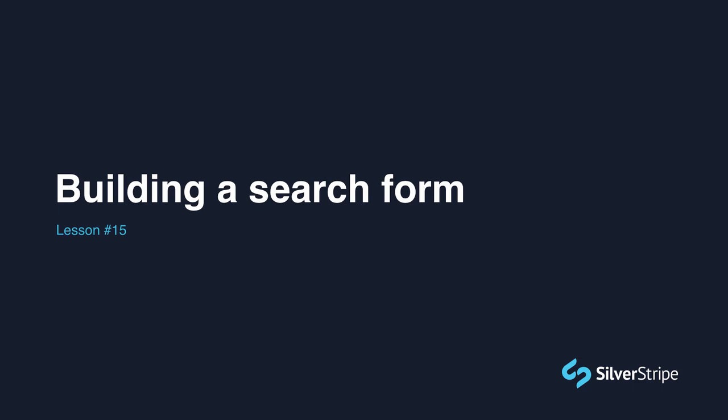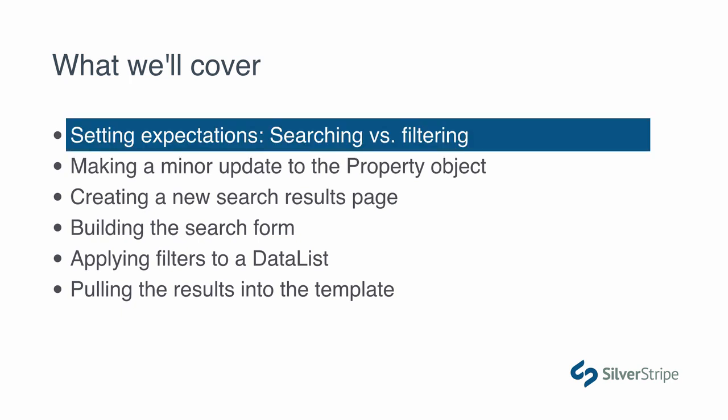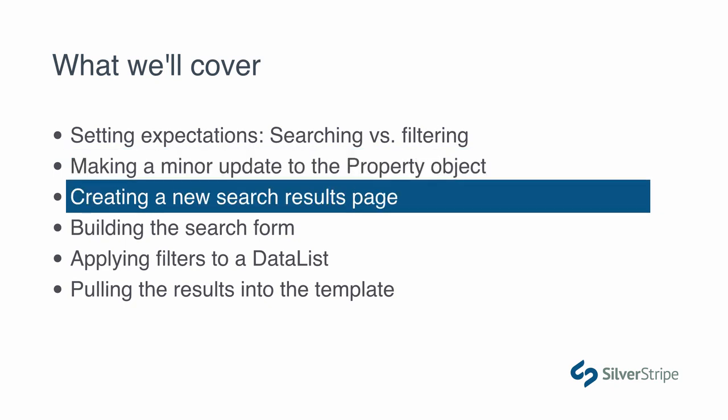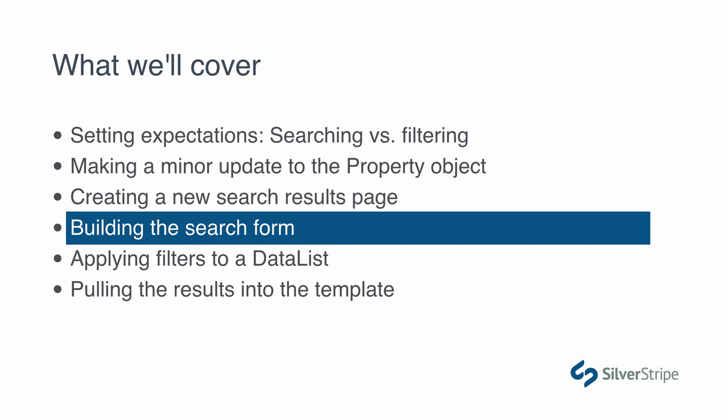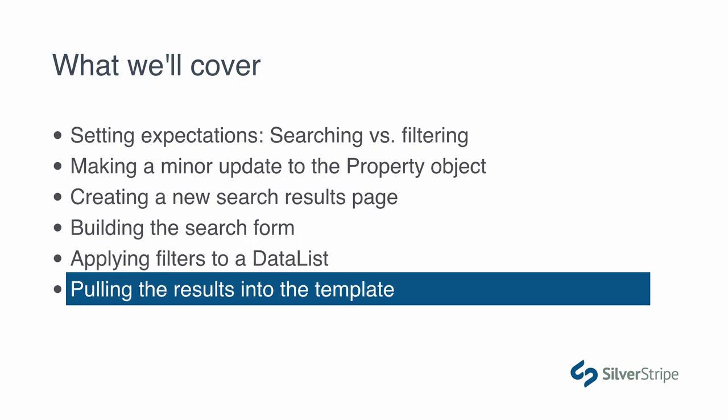So just to get into what we'll cover here, first we'll set the expectations of what kind of search form this is going to be, and then we'll make some minor updates to our property object so that it's ready to be searched on, a couple extra properties. And then we will create a search results page, and we'll build a search form on that page. We'll apply some filters to a data list and show you how all that works. And then we will pull the results into the template from the search.